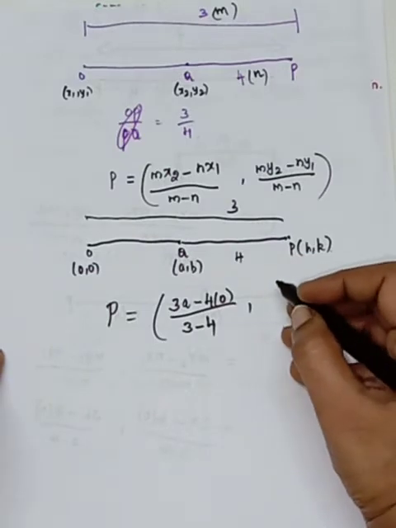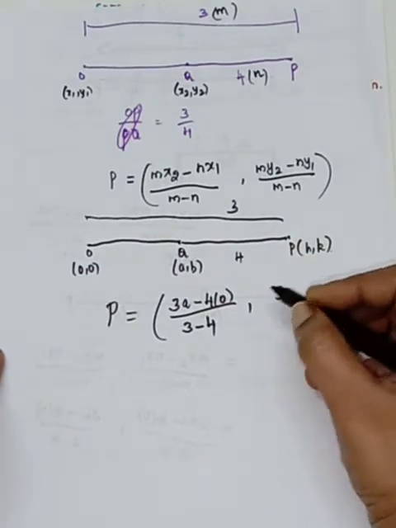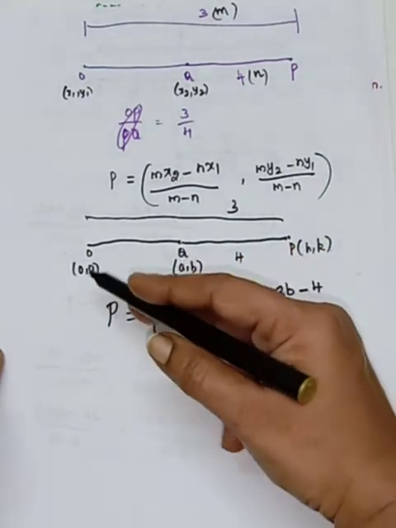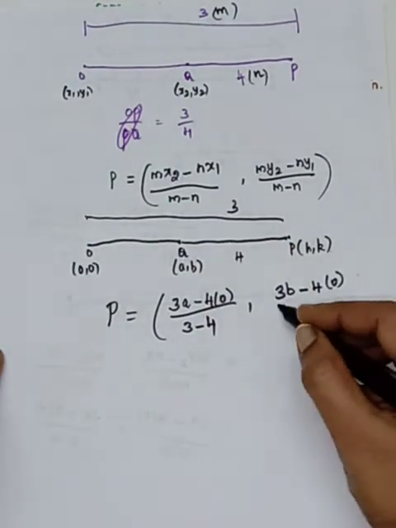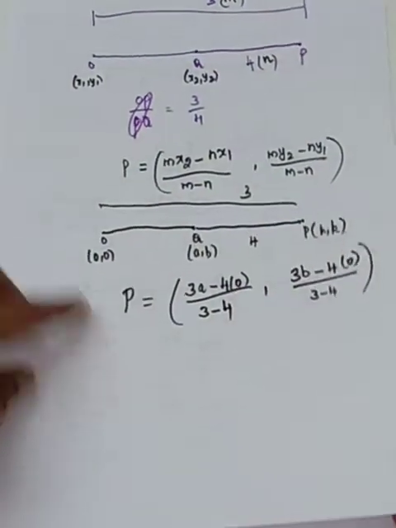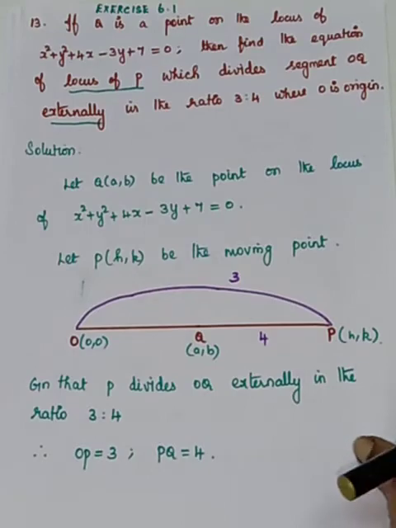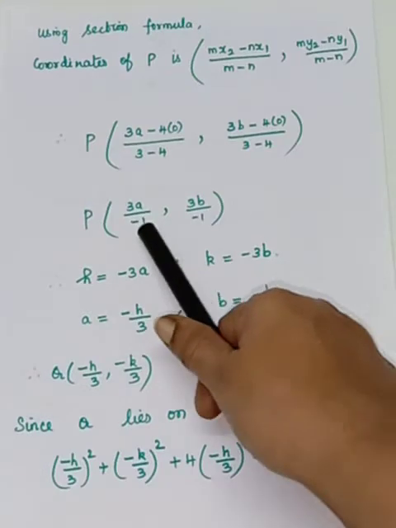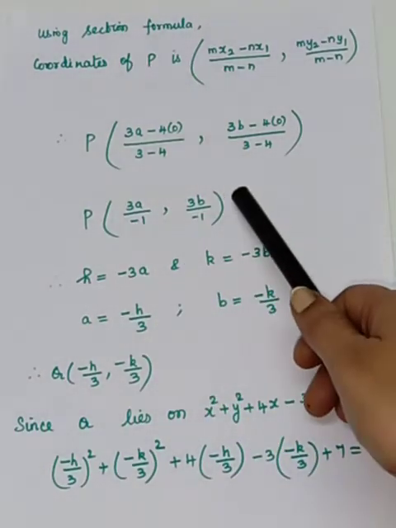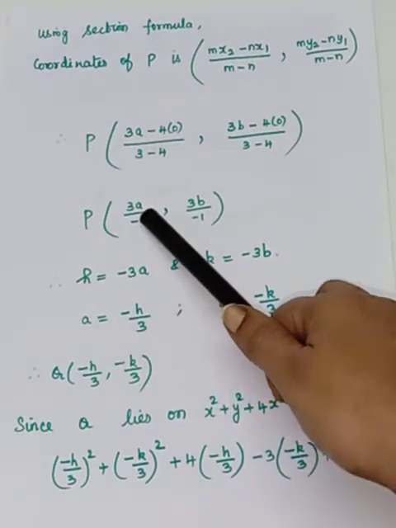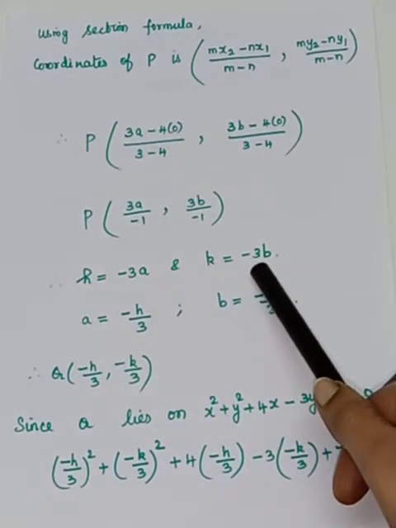In the same way, m y2: m is 3, your y2 is b. So, 3b minus 4 into 0, divided by 3 minus 4. External division. So, the P point whose coordinates, using the formula, we are getting (3a by minus 1, 3b by minus 1). So, we have taken the coordinates of P as (h, k). So, definitely h is equal to minus 3a and k is equal to minus 3b.